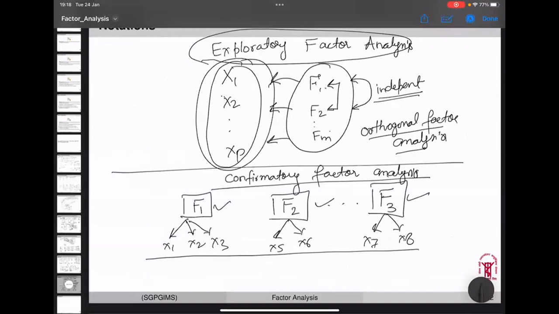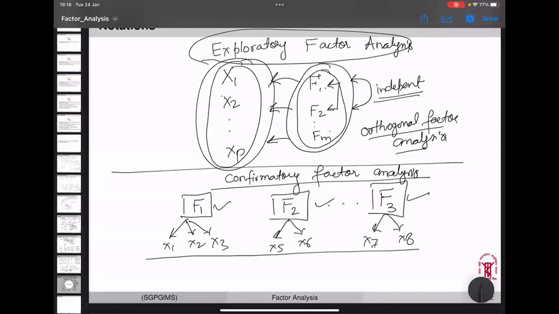We have got some observed variables X1, X2, up to Xp, and with the help of these, I don't know how many unobservable quantities there are. I am exploring the unobservable quantities. So this is termed as exploratory factor analysis.